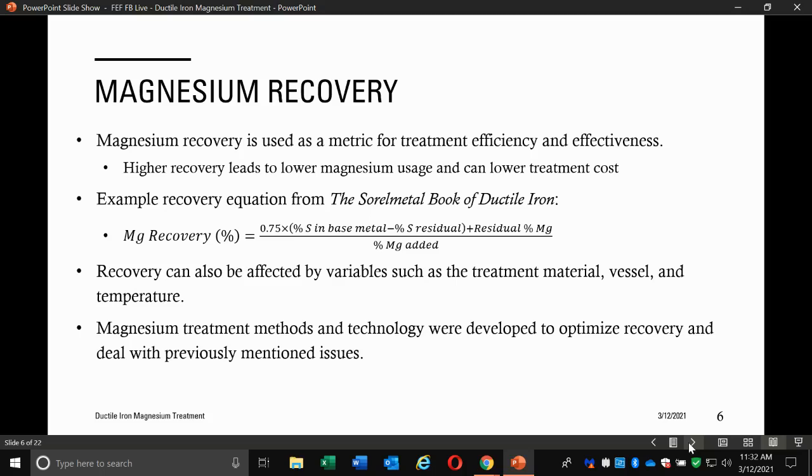An important metric for determining treatment efficiency and effectiveness is this magnesium recovery. This is essentially measuring how much magnesium actually goes into nodularizing the graphite. I included an example recovery equation taken from the Sorel Metal Book of Ductile Iron that takes into account magnesium that is taken by reacting with sulfur, as well as any residual magnesium that went into solution. Recovery can be affected by many different process parameters, and magnesium treatment methods and technology were developed to optimize recovery and deal with the issues I mentioned on the previous slide.